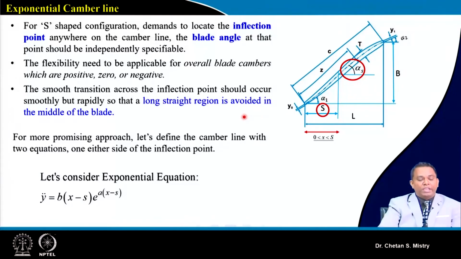So here in this case we will be using two different equations. As I discussed, we will be having one equation of camber line up to this inflation point. We will be having a second camber line equation from the inflation point to the trailing edge. So let's consider an exponential kind of equation. This is the equation we are considering: second derivative of y is equal to b times (x minus s) e to the power a(x minus s).